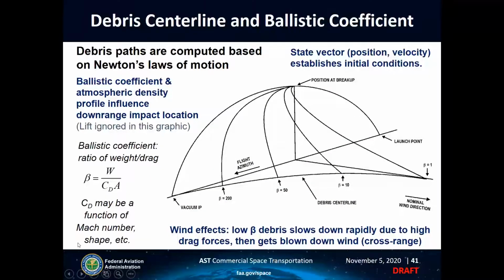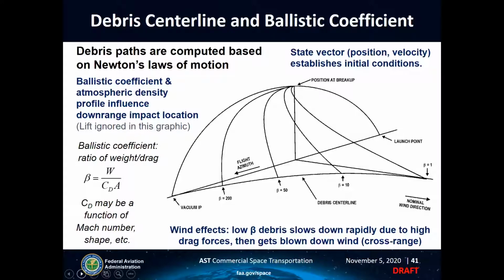Okay, so this slide introduces some of the physics involved in a debris footprint, including the concept of a debris center line and the ballistic coefficient, which is denoted by the Greek letter beta. So you'll hear us talking about betas. So basically, if you look, starting at the launch point, we have a line depicting the flight of a vehicle, let's say nominal flight of a vehicle up to the point where there's a breakup. An easy one to think of is just an on-trajectory explosion.